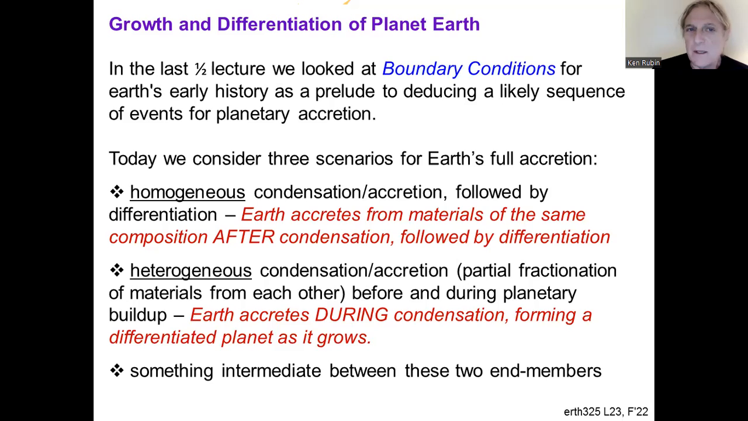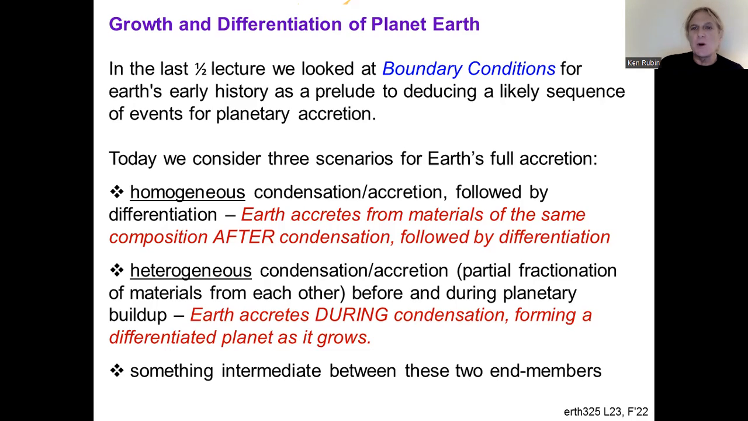So when we think about the growth and differentiation of the planet, as I mentioned last time, we have these boundary conditions. What was the beginning like? What was the end like? What was happening simultaneously with respect to cooling and collisions and accretion and differentiation? And now we want to think about it from a slightly different perspective, which is what are the conditions? What were things like while we were accreting up to a large planetary body? And there are really three kinds of scenarios we can use.